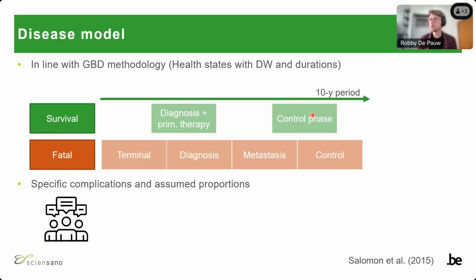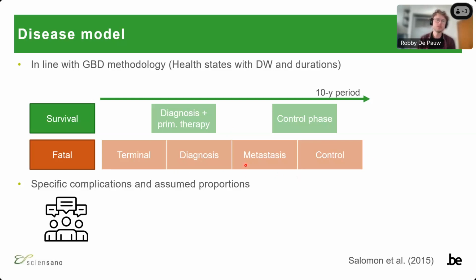So after treatment, you still, of course, have some disability related to the disease. You have also some fatal states, which has different health states included. This can be a terminal one, a diagnosis one with the primary treatment that you receive, a metastasis state, and then a control stage. This is also quite similar to what they did in Germany and that Elena presented. They also use these different health states that are aligned to the GBD health states.